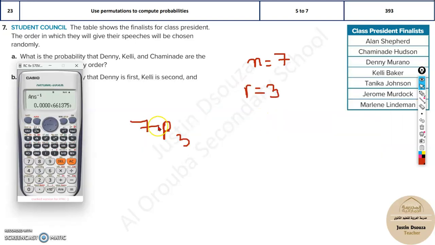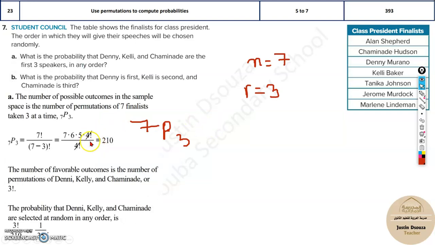So I will just show you another way. You can directly put this in the calculator. That is, you can use 7, P can be found by using shift and multiplication over here, and 3 is over here. You can just double check your answers. Please do the steps because this is in writing, and double check your answer. So the answer is 210. So there are 210 possible ways to select a group of 3 people from the 7 finalists, 3 taken at once.